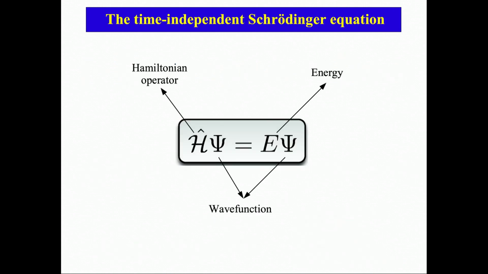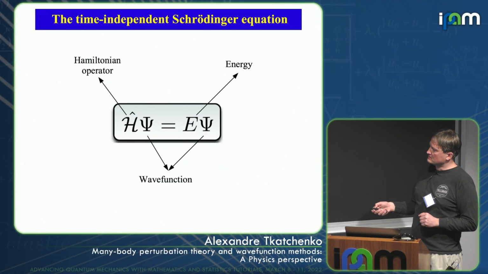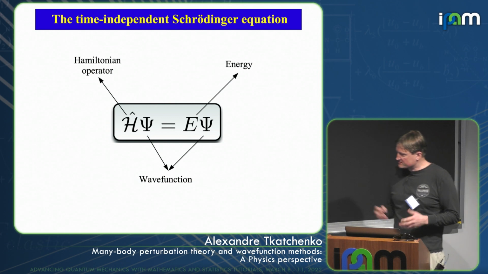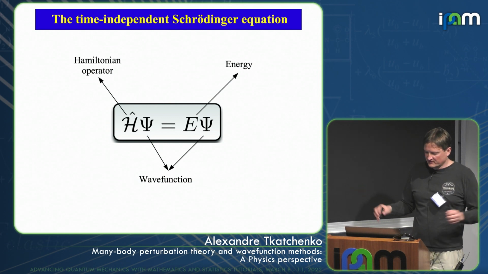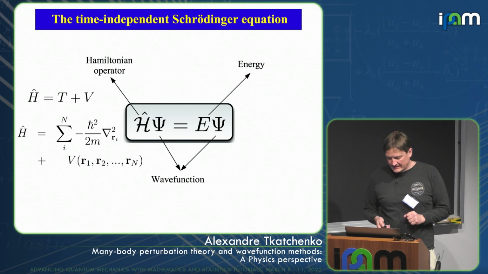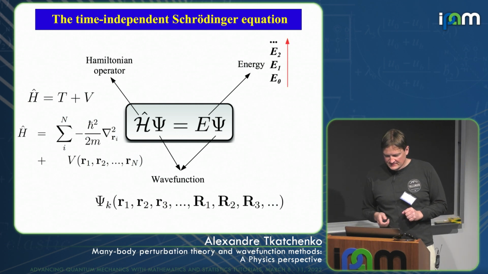Okay, so in the Schrodinger equation, of course, we have several things here, right? We have the Hamiltonian operator, we have the wave function, which is a 3n-dimensional object, and we have the energy. And of course, it's an eigenvalue equation, and so in principle, we have an infinite number of solutions, of stationary states. And the Hamiltonian again consists of the kinetic energy plus potential energy, right? For the many-body system, you would have something like this.